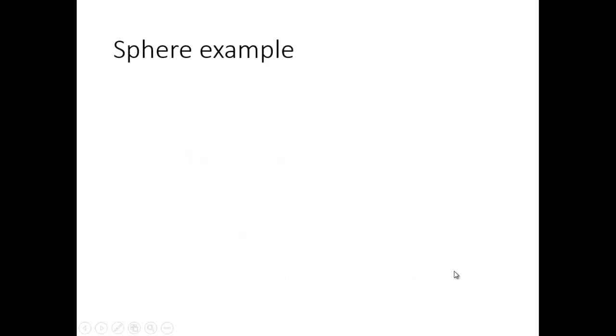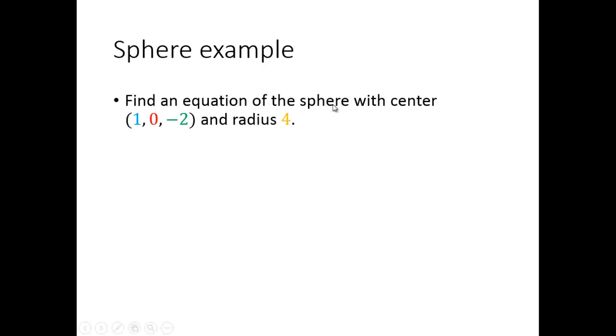All right, so let's do an example here. Let's find an equation of the sphere that has center 1, 0, -2, and a radius 4. So we're going to put up this equation again. It's x minus x naught squared, plus y minus y naught squared, plus z minus z naught squared. That should be r squared. And we're just going to plug in what we have.